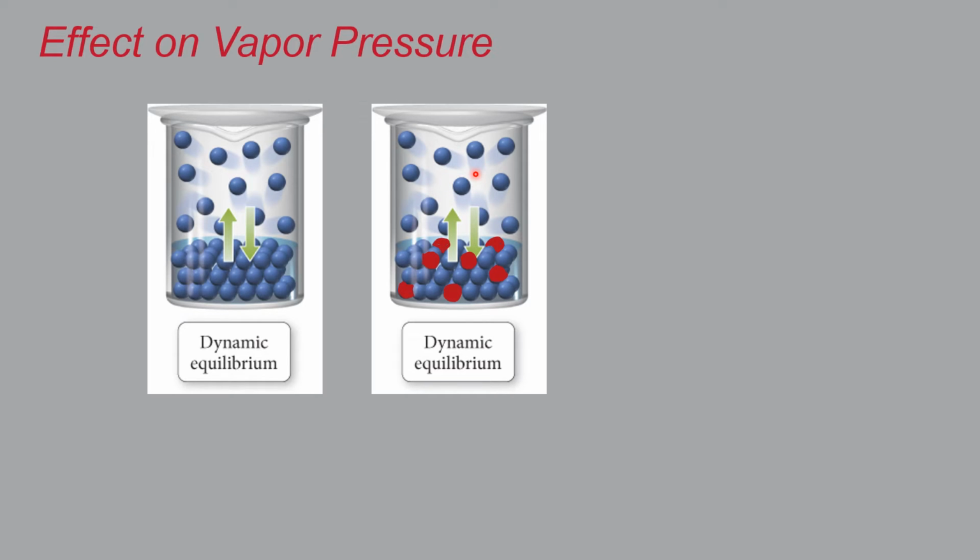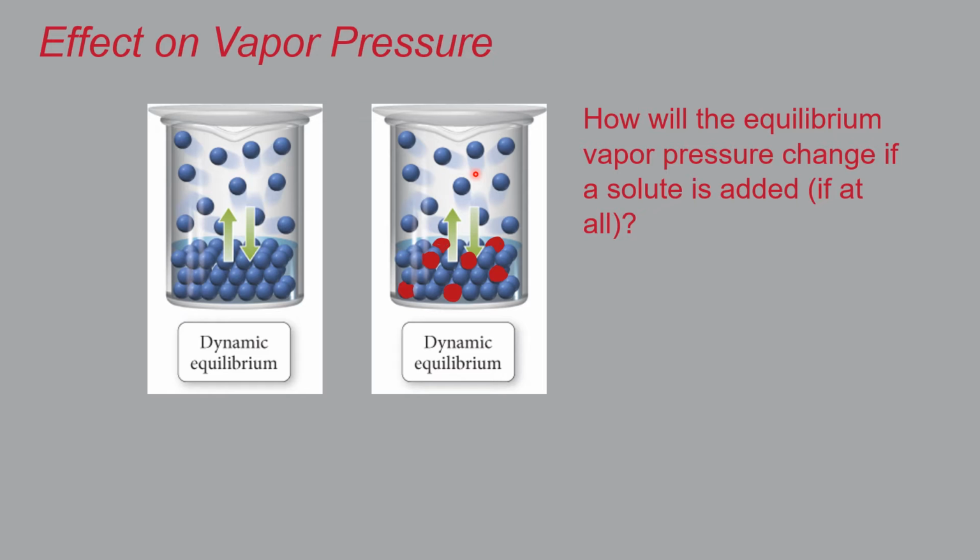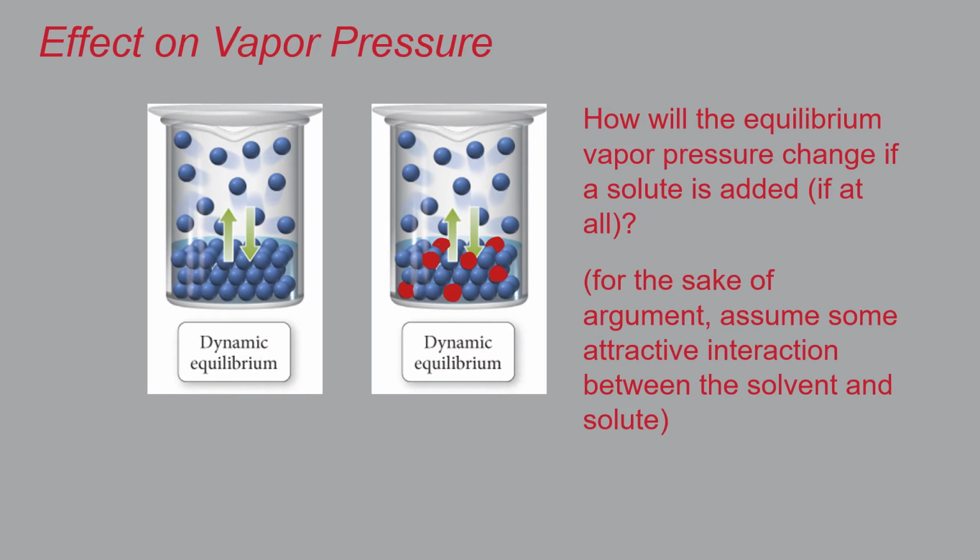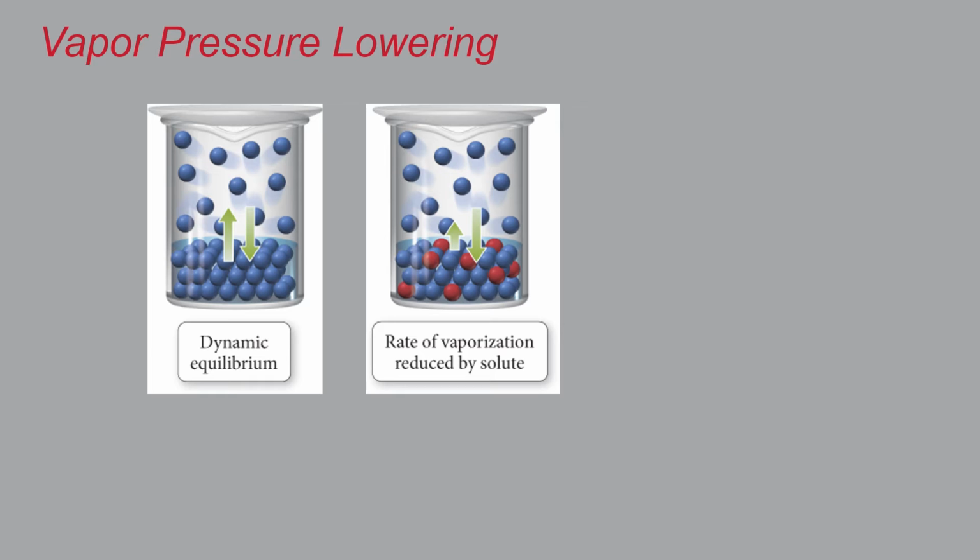Now what I want you to do is think about how that might change the equilibrium vapor pressure. How's that going to change the number of molecules that are in the gas phase, if at all? And while you're thinking about it, and for the sake of argument, again, assume there's some attractive interaction. So hit pause, think about this for a sec. And the answer is it should lower it.